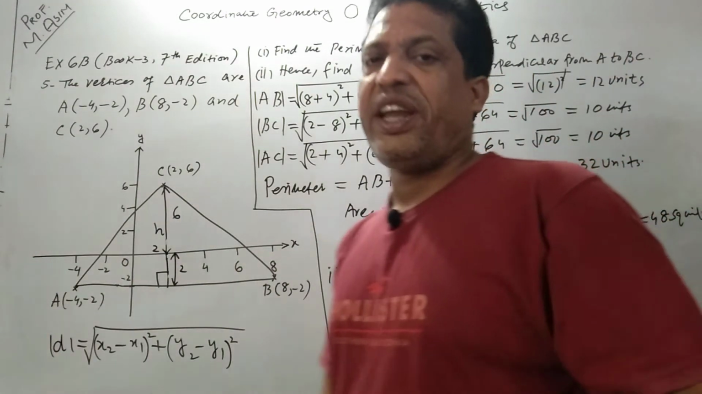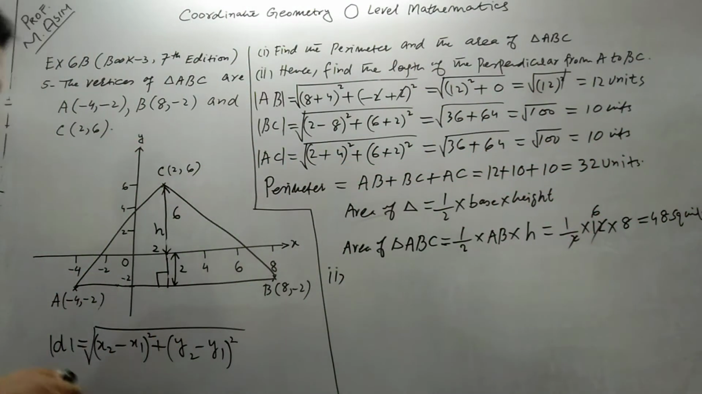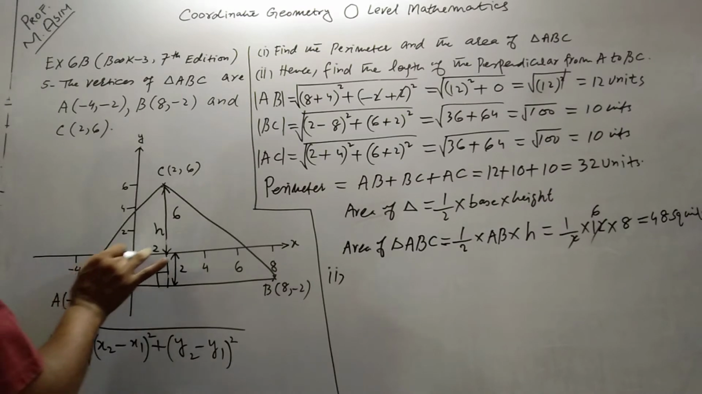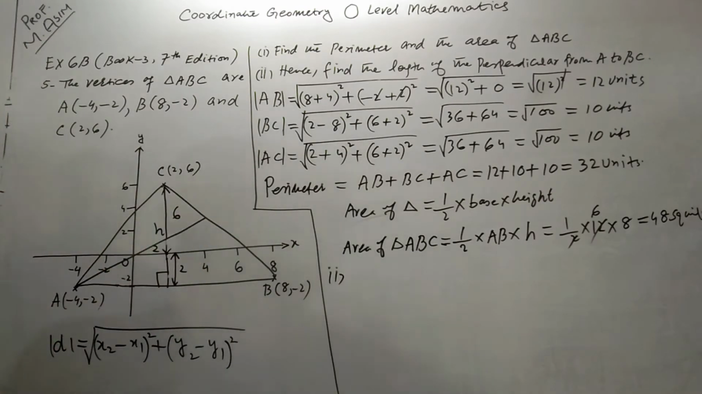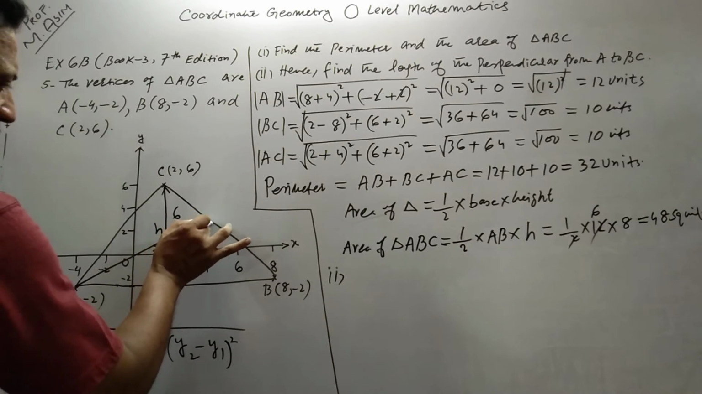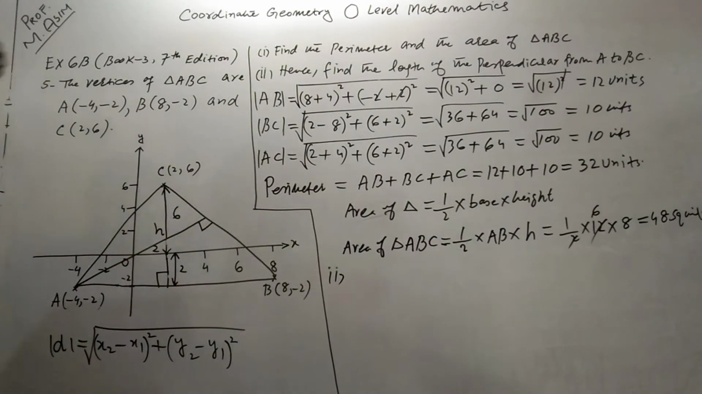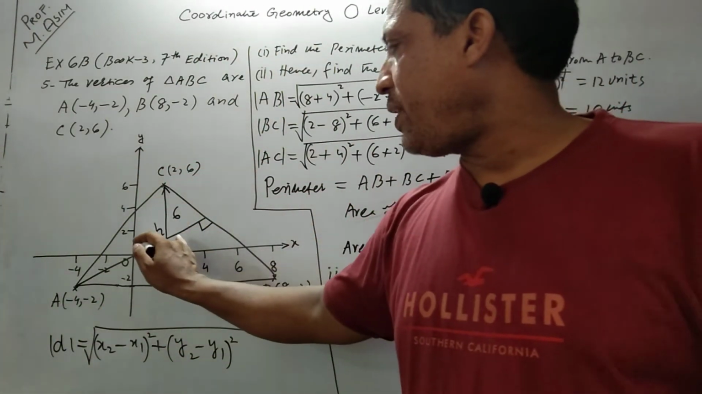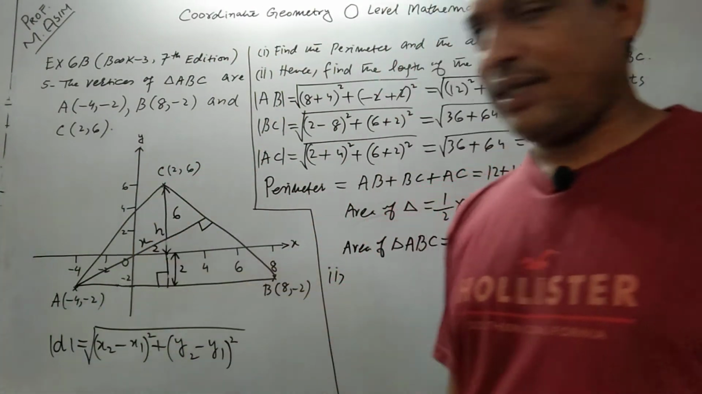So first we need to draw the perpendicular. So this is A and this is our perpendicular. Perpendicular means this angle should be 90 degrees, and we assign the name of this perpendicular as X.